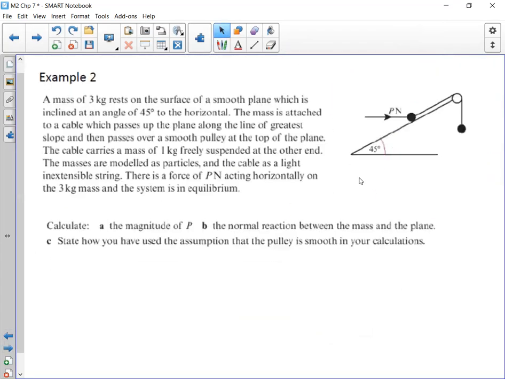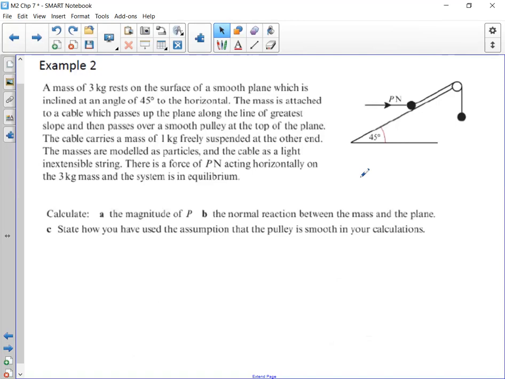Voila. Next one. A mass of 3 kilograms, so a bit more, rests on a smooth plane which is inclined at an angle of 45 degrees to the horizontal. The mass is attached to a cable which passes up the plane along the line of greatest slope and then passes over a smooth pulley at the top of the plane.